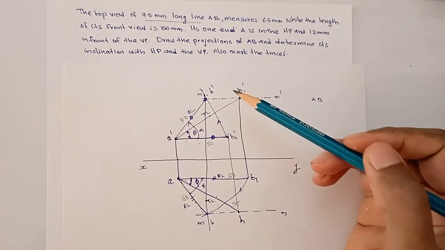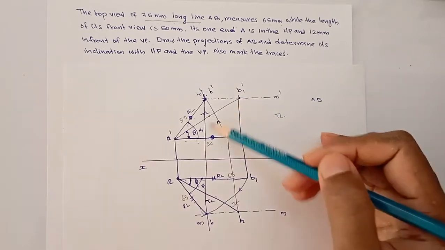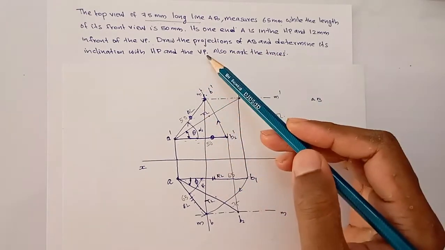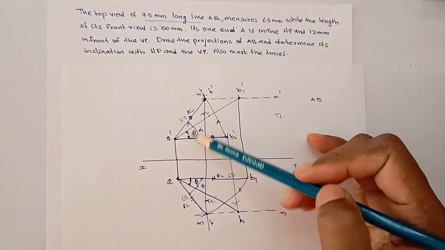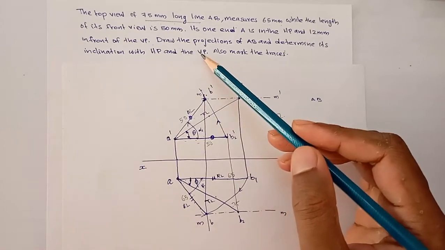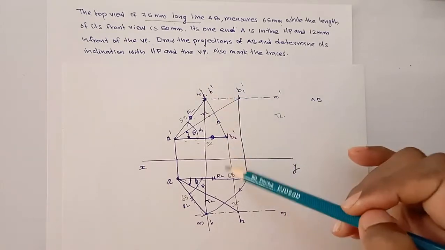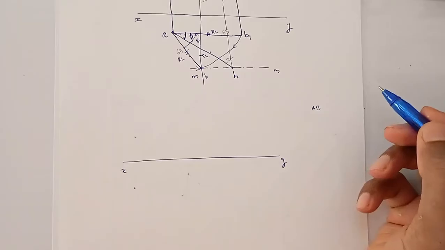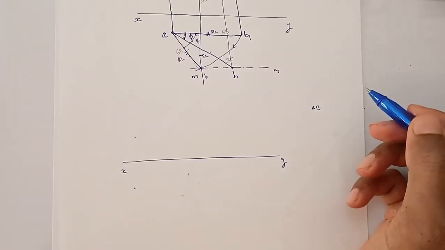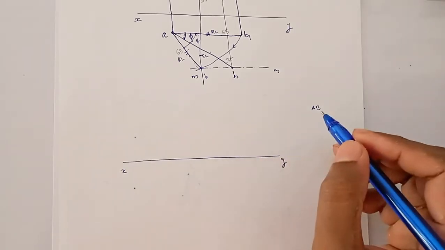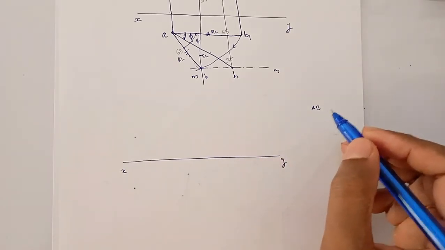What is inclination with HP and VP? Is it alpha and beta or theta and phi? So here inclination with HP and VP means theta and phi. If the question is like inclination with XY line, then we have to find out alpha and beta. Here also we have to mark the traces. Okay, the point A is in HP and 12 mm in front of VP. That means in first quadrant. Can you spot the point A? Yes, of course we can spot.